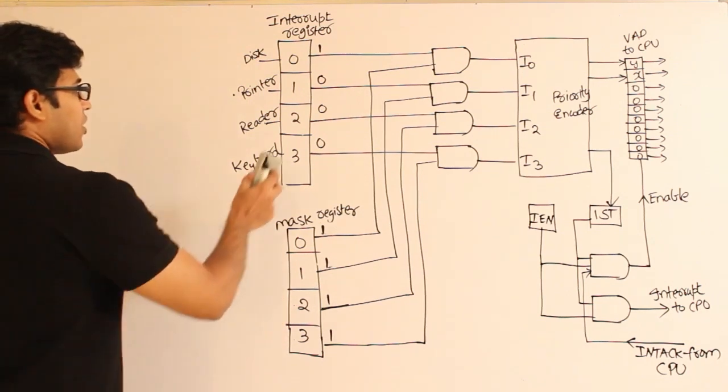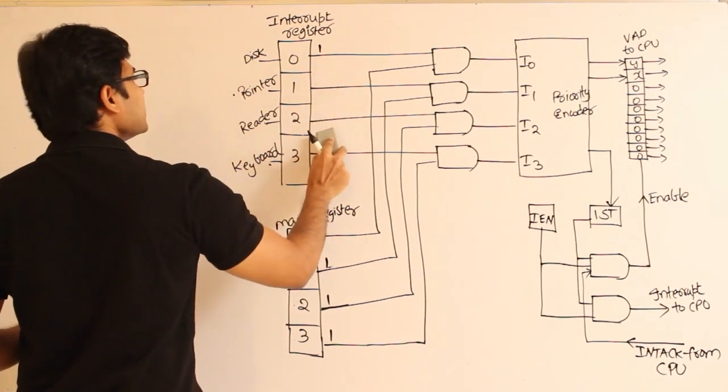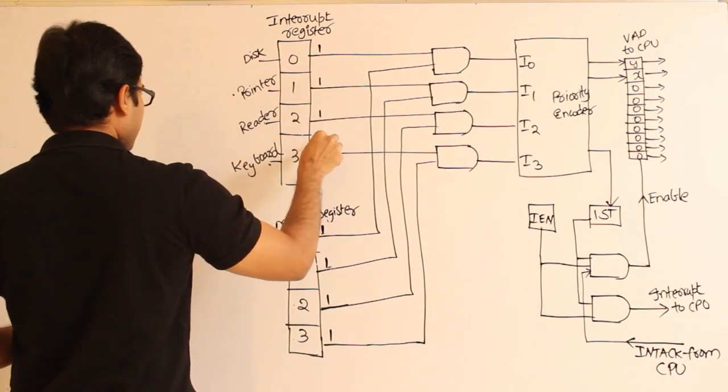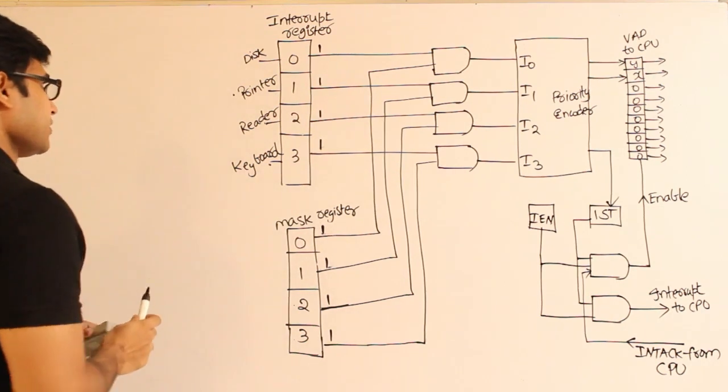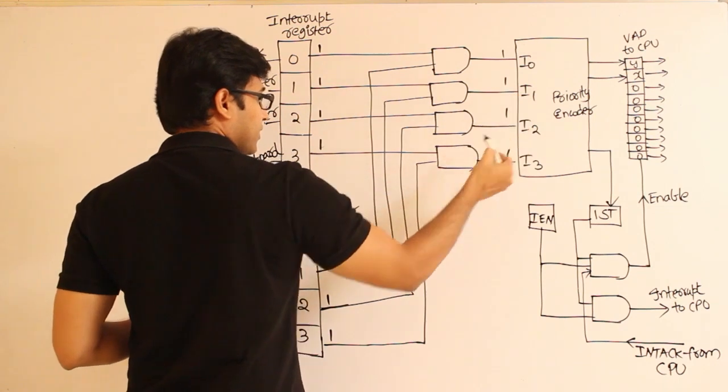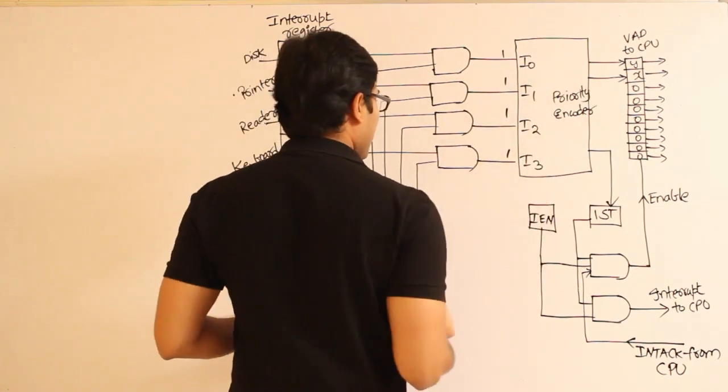So assume that all the devices have also raised the signal 1, which means disk has raised the interrupt, printer, reader, keyboard, everything has raised the interrupt. Now what happens? All of these will be 1s, right? Now what will be the output of this priority encoder?